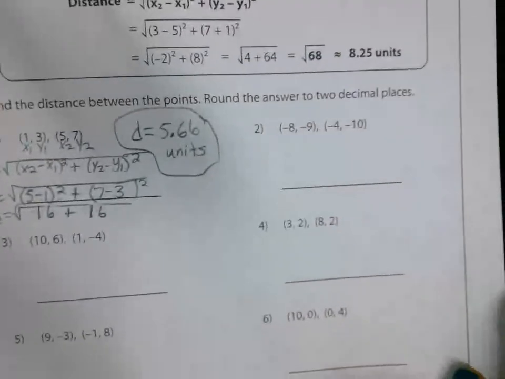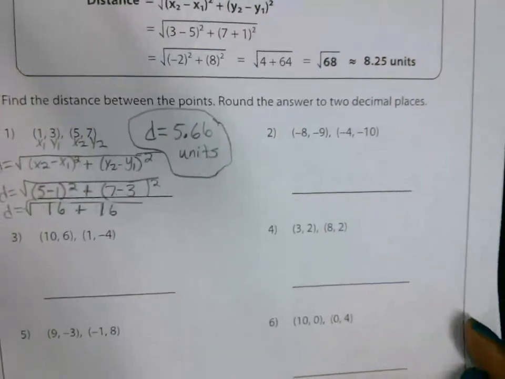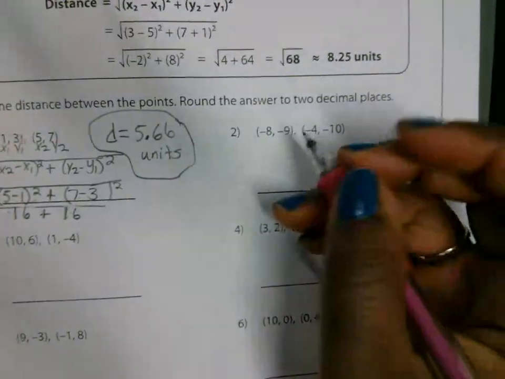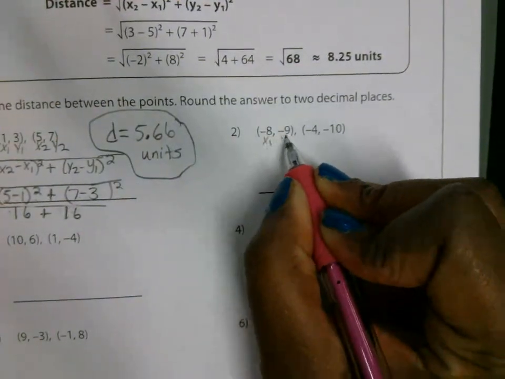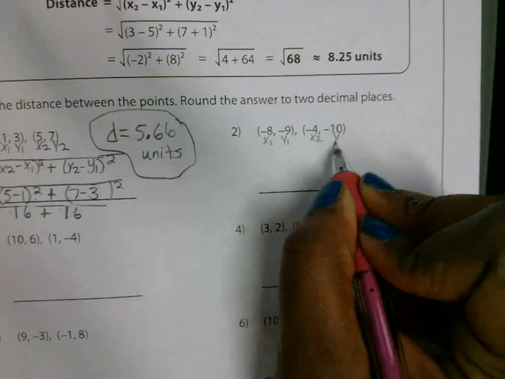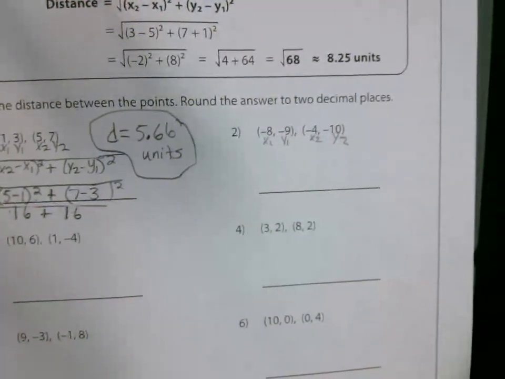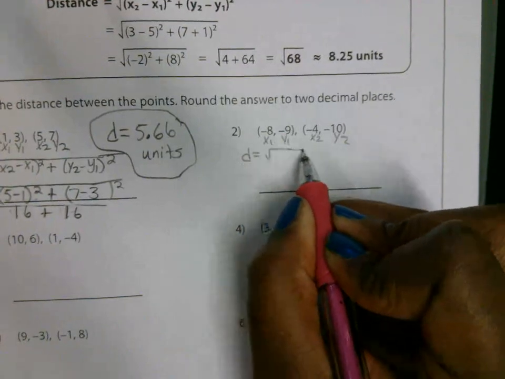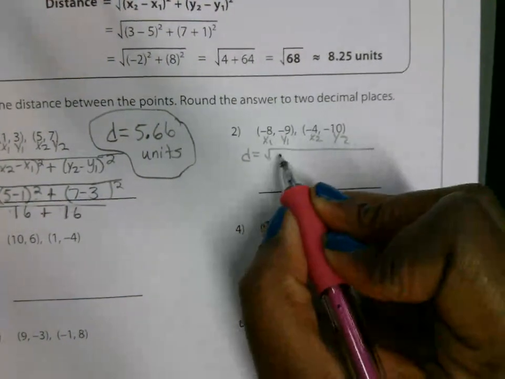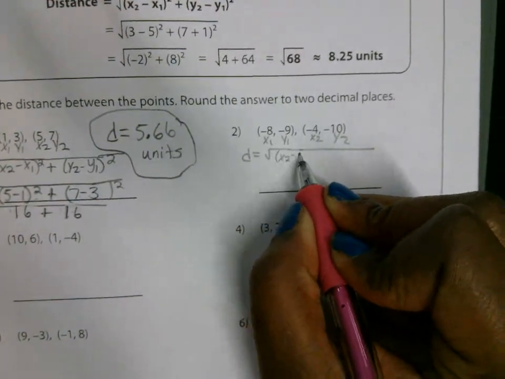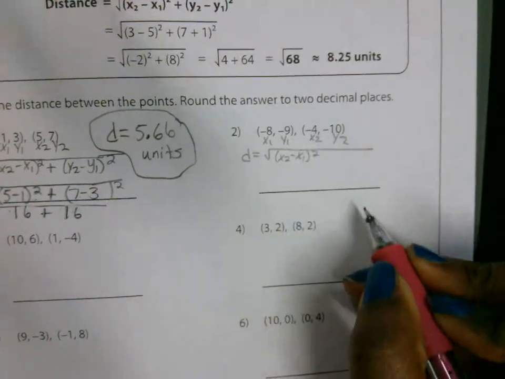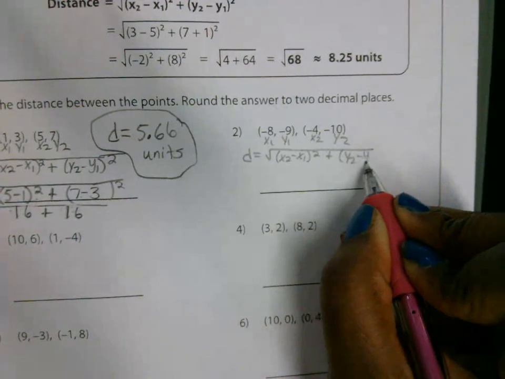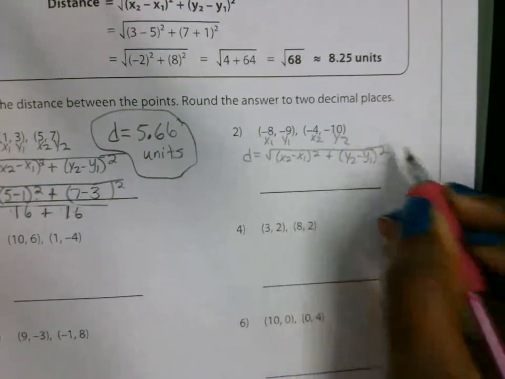All right, let's label number 2. I'm going to do number 2 with you, and then you're going to see if you can do the others, okay? All right, so we got x1, y1, x2, y2. We're going to write the formula for distance, square root. We're going to subtract the x's, x2 minus x1, and square it. Plus, we're going to subtract the y's, y2 minus y1, and square it.